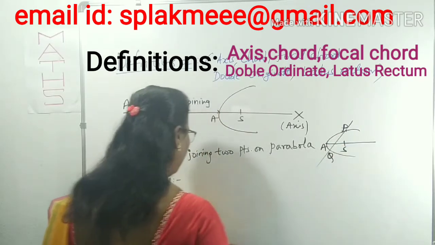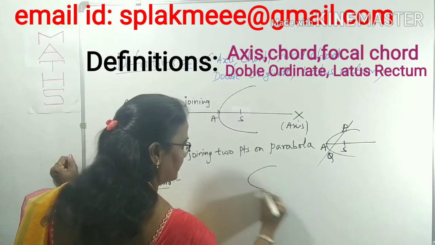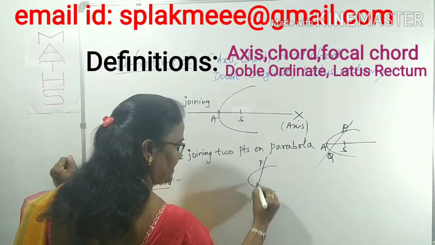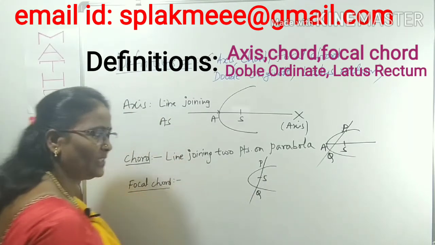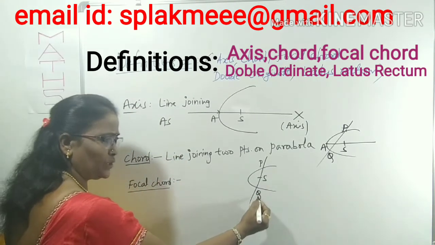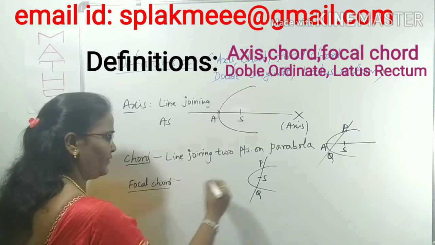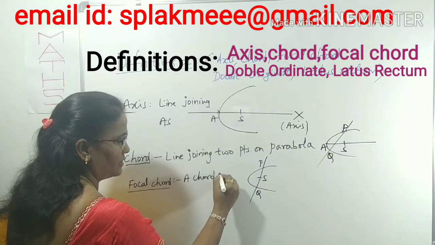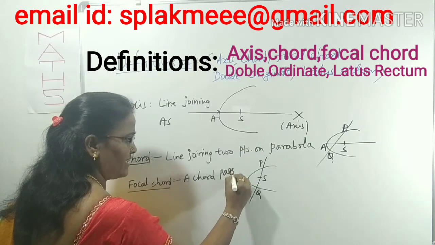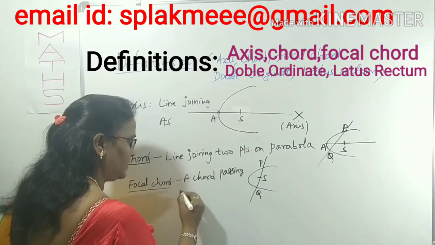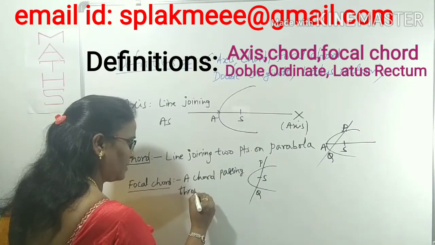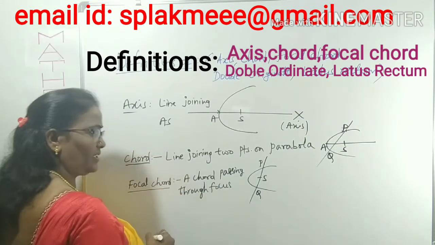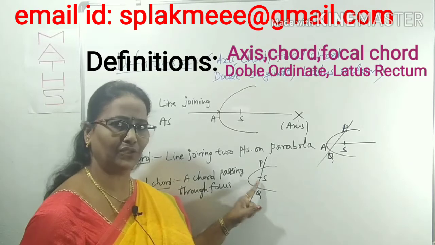It is simply a chord. If it is passing through the focus, like this, P, Q, and some S, you know this chord PQ is passing through the focus S, that is called a focal chord. Simply, a chord passing through the focus. It must be a chord as well as passing through the focus. Right? Which is a focal chord? A chord which is passing through the focus.